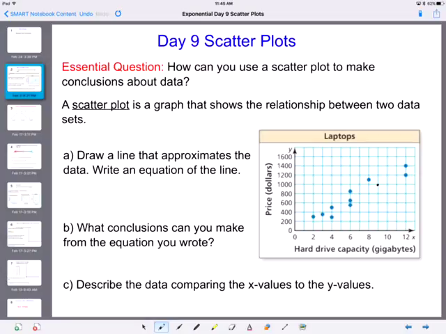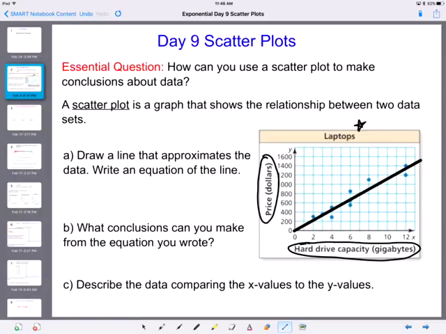So in the example at the left, we are talking about a graph concerning laptops. And the two data sets that we are comparing are the price in dollars and the hard drive capacity, or the gigabytes. So the first thing that they would like us to do is draw a line to approximate the data and write an equation of the line. So remember back from line of fit, we want to draw a line that goes through the majority of our data points.